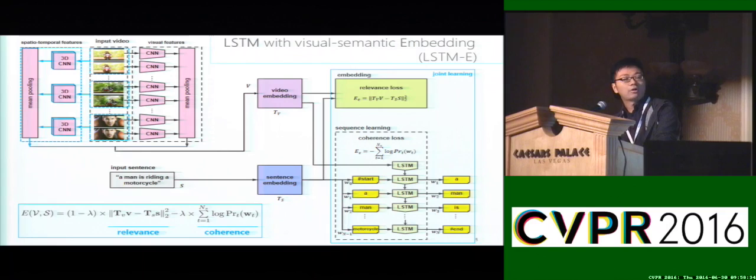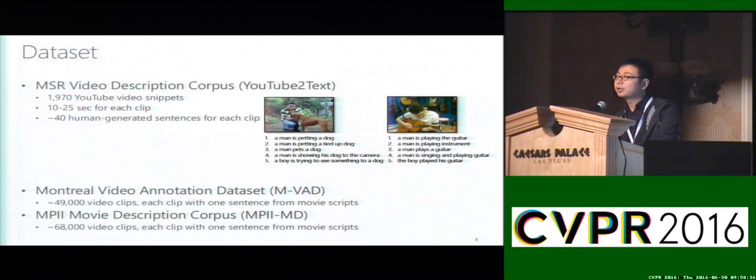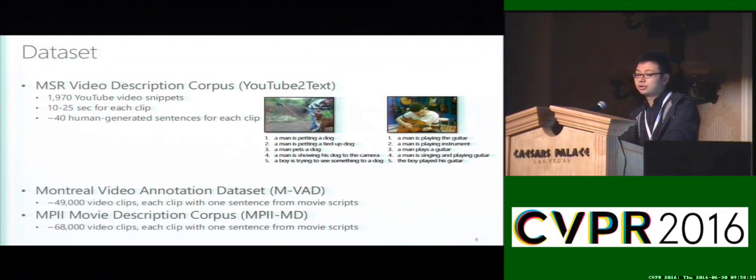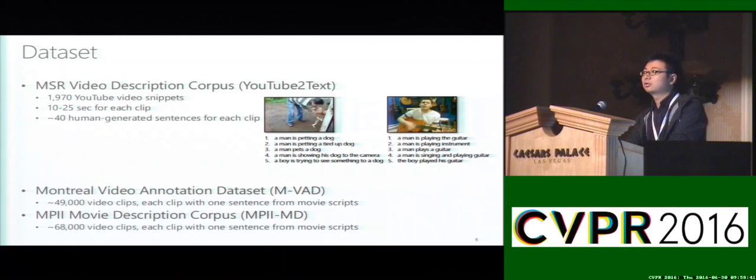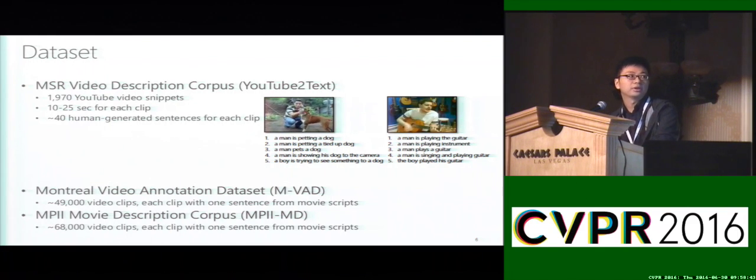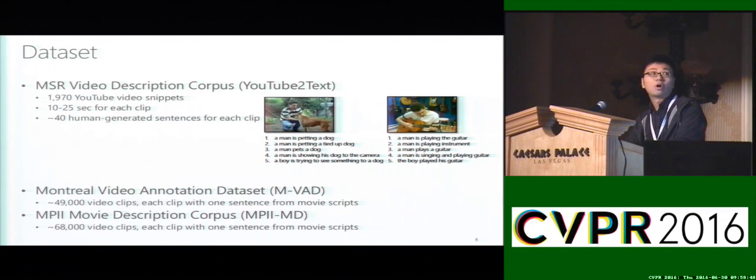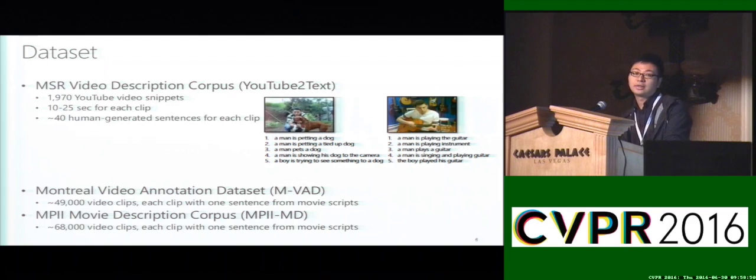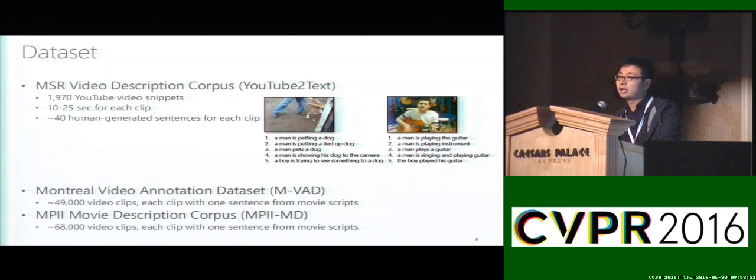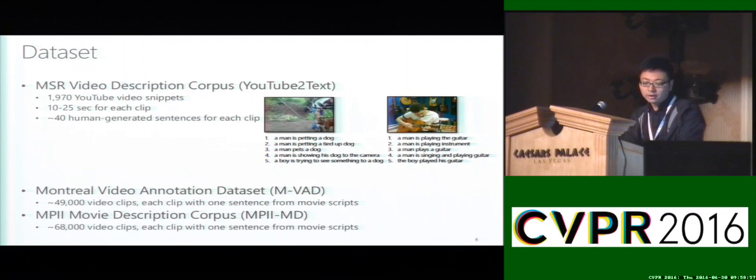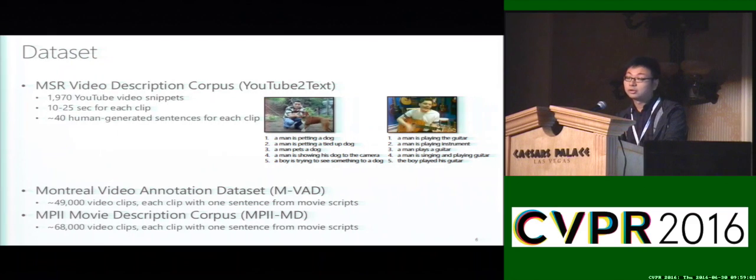Okay, this is our whole framework, and in the experiment, we mainly conduct experiments on the YouTube2Text dataset, which includes around 2,000 YouTube clips. Here, we give two example videos with 5 sentences for each one. In addition to that dataset, we also conduct our experiments on 2 large-scale movie description datasets, which include around 49,000 and 68,000 movie clips. Each movie clip is annotated with 1 sentence directly selected from the movie scripts.